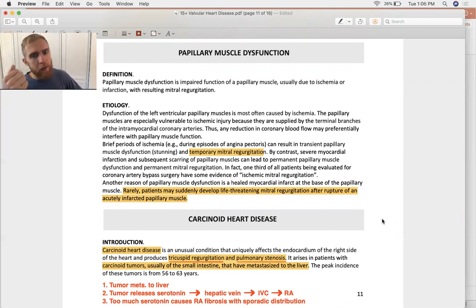So if it's a non-STEMI, then your papillary muscle is going to be stunned and it'll temporarily be unable to function. But then once the reperfusion is complete, it'll go back to being able to crank again. But if it's a STEMI, meaning if it's a transmural infarct, well, the risk of that infarct spreading to the papillary muscle is a whole lot greater now.